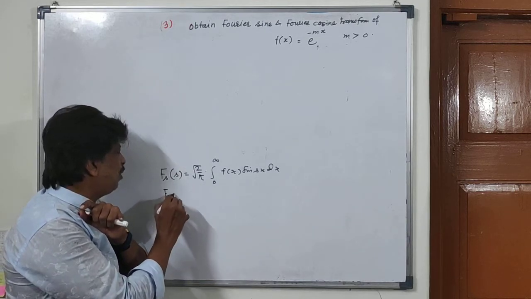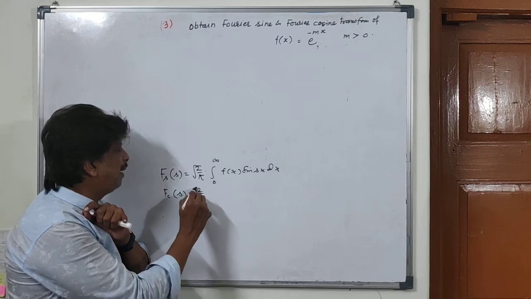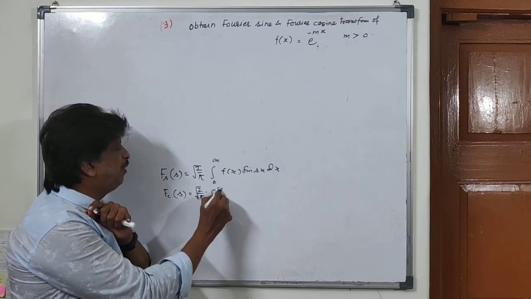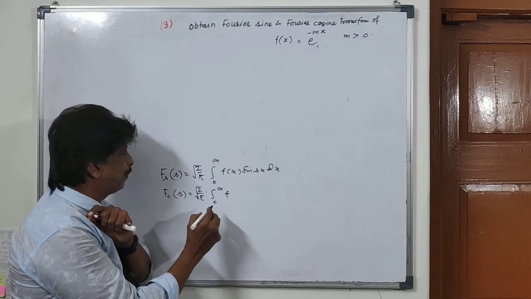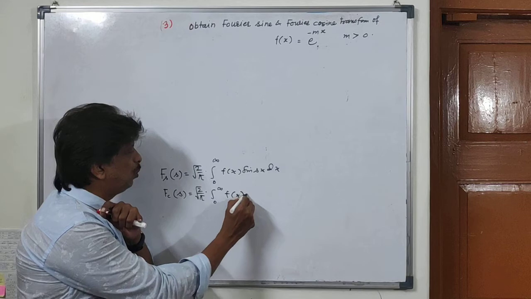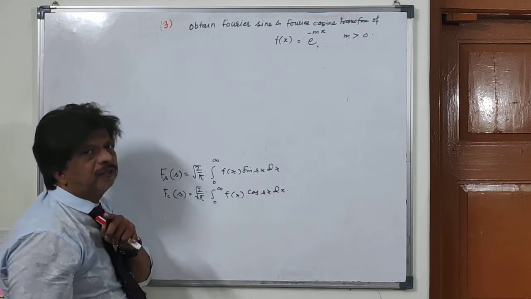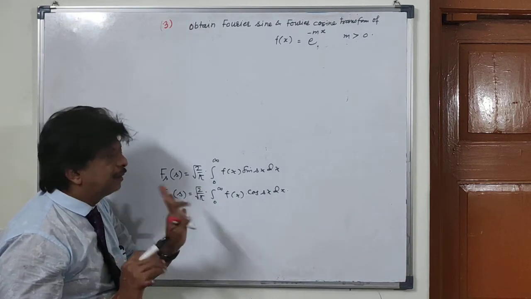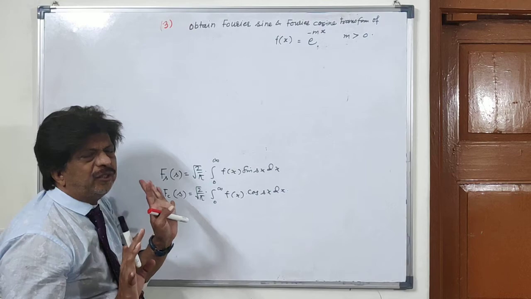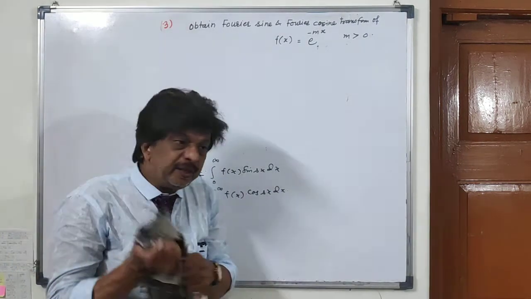The Fourier cosine transform formula: F_c(s) is root of 2/pi integral 0 to infinity f of x into cos of sx dx. Instead of sin sx, cos sx. Formula, rest of the terms they are similar. Very simple. The simplest perhaps.